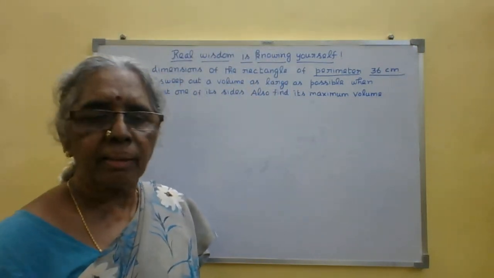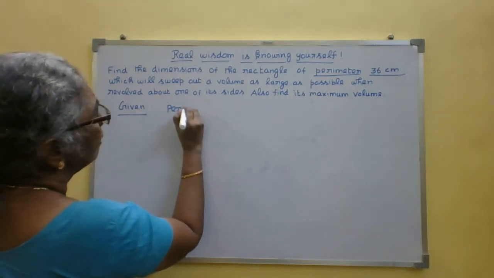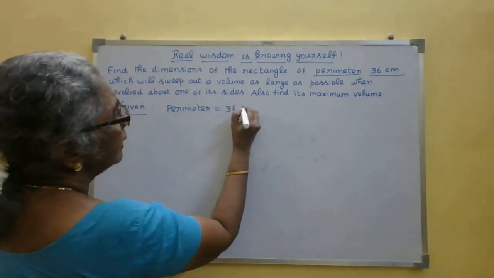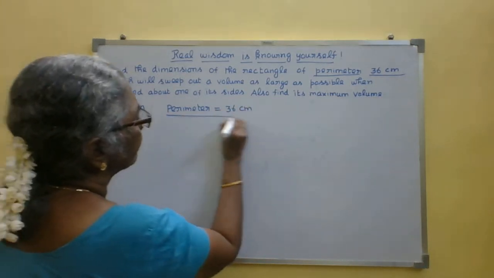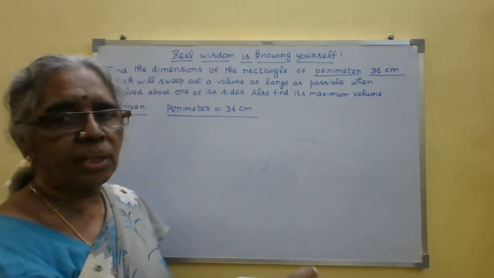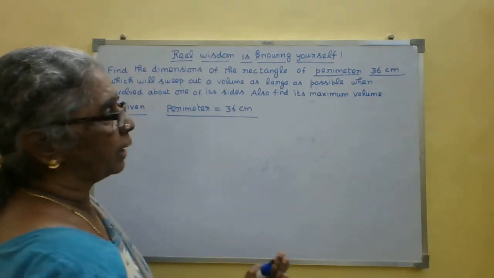So what is given here? The perimeter is given. Okay. So the perimeter is equal to 36 centimeter. That is given. So the perimeter is constant. Not only is it a constant, it is given as 36 centimeter. So that we will be using.